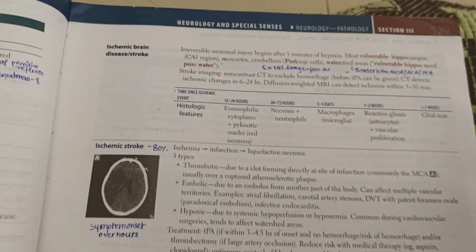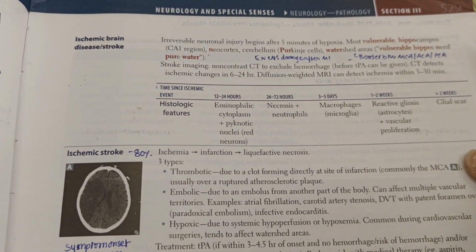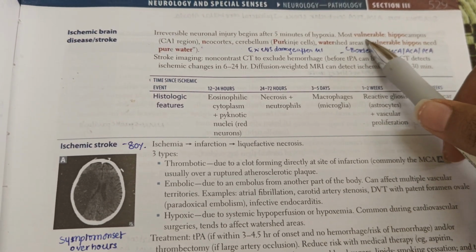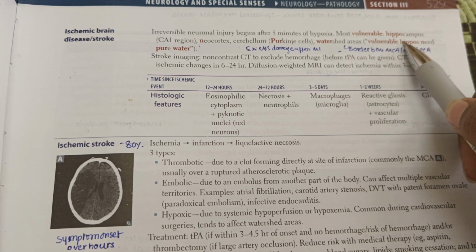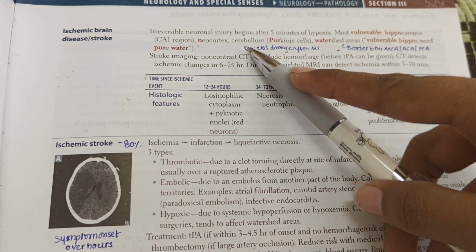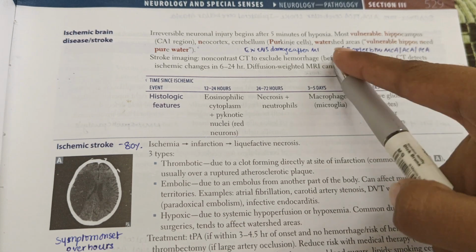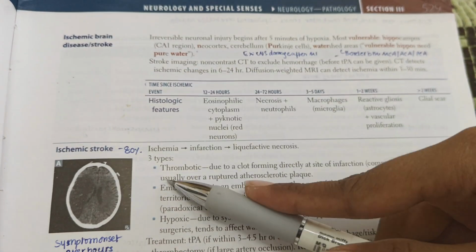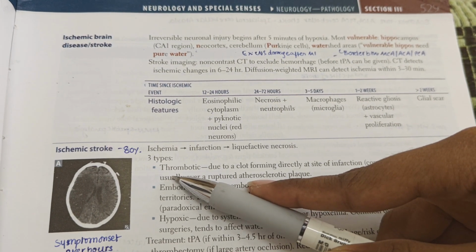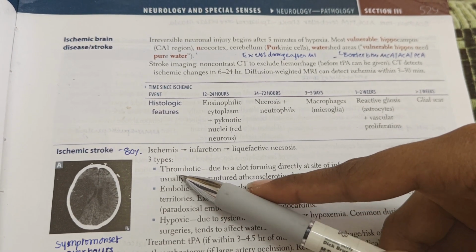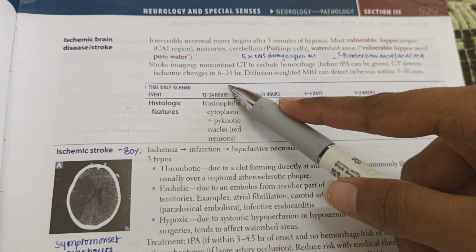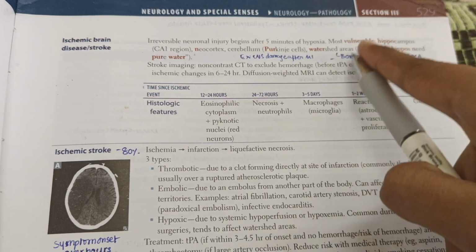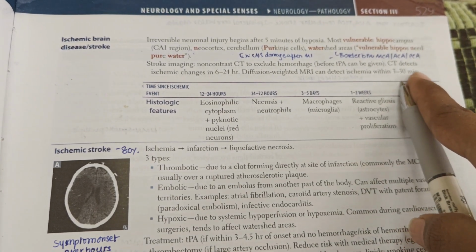Now coming to ischemic brain disease or stroke. The mnemonic here is most vulnerable hippos need pure water. Vulnerable is for vulnerable organs, hippo is for hippocampus, need is neocortex, pure is Purkinje cells, water is watershed areas. All these regions have a higher chance of ischemic injury. We can do CT and MRI, but CT detects ischemia within 6 to 24 hours. That is a somewhat longer time, but with diffusion-weighted MRI you can see the ischemia within 3 to 30 minutes.